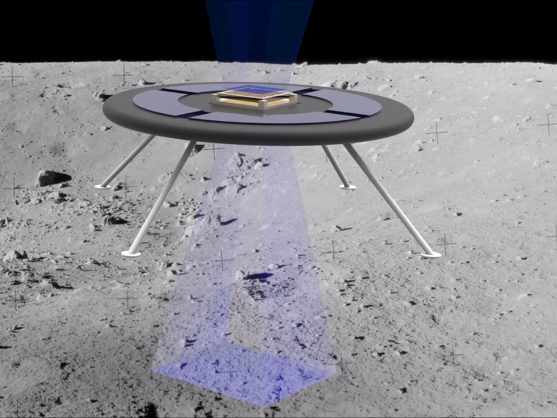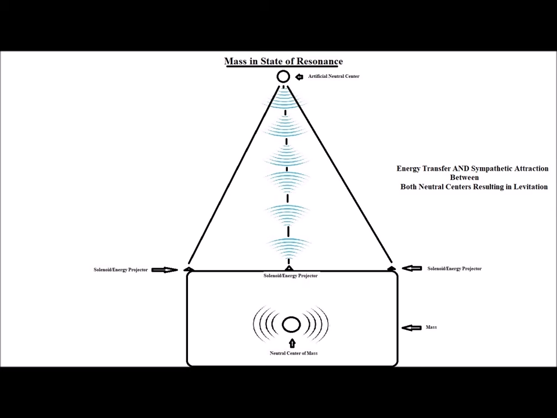Even though this particular idea doesn't exactly create an artificial neutral center per se, the proposed principle is nevertheless identical to the projected artificial neutral center concept. It's interesting to see that even mainstream science is beginning to develop concepts that are similar to ideas that were once considered fringe or pseudoscience.